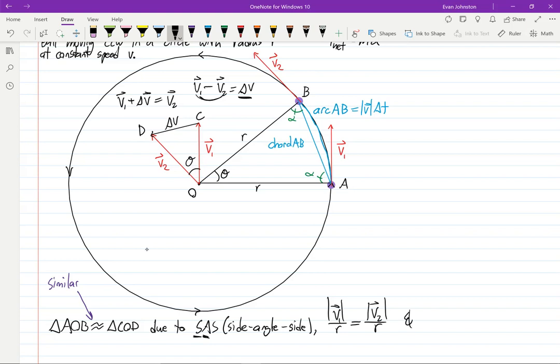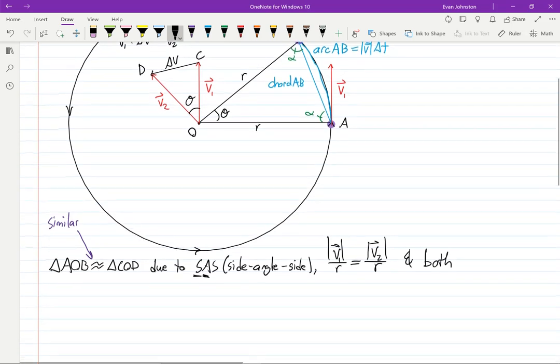And we know that both have an angle of theta between them.